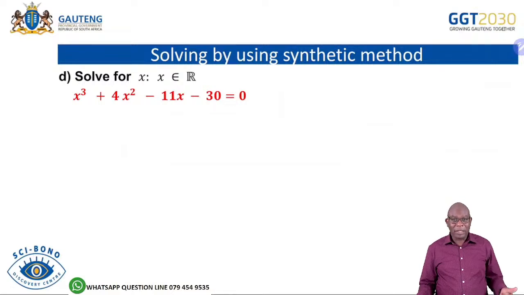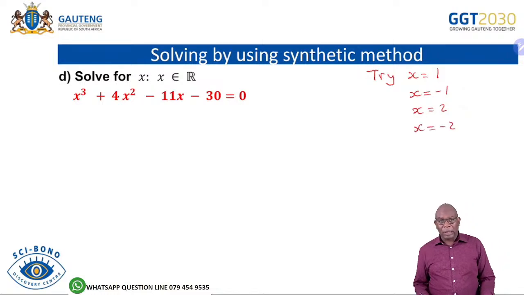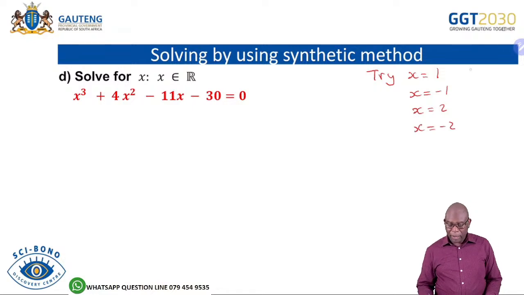But for us to use the synthetic method, we first need to get one factor. So remember, to get the factors, you must try x equals 1, or x equals -1, x equals 2, x equals -2. Then from there we can try this. But to save time, I've already worked that one out. The 1 does not work. The -1 does not work.